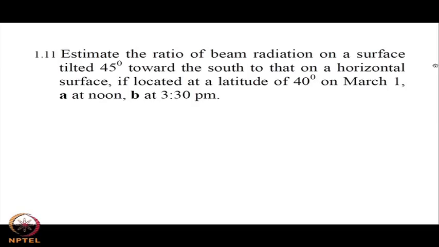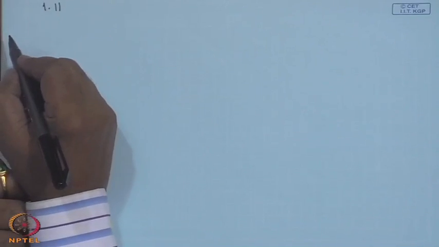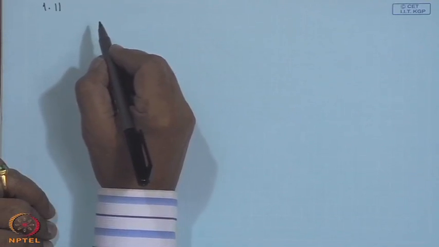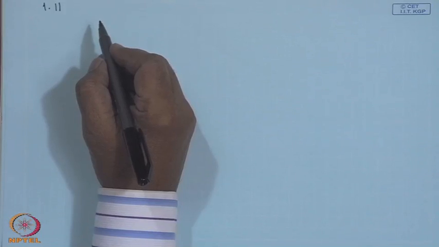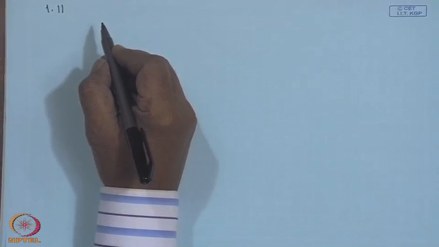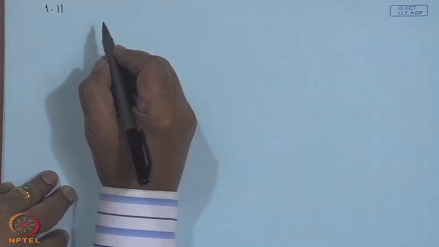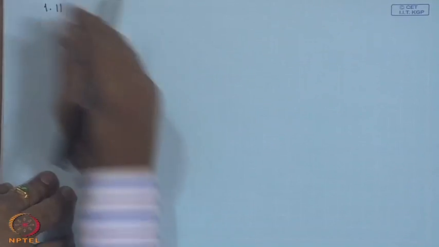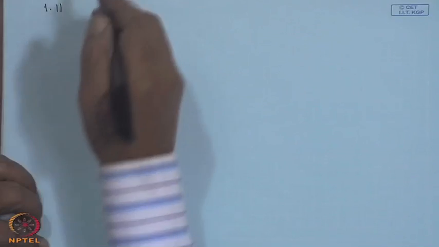Now, we shall go to problem 1.11. Estimate the ratio of beam radiation on a surface tilted 45 degrees toward the south to that on a horizontal surface if located at a latitude of 40 degrees on March 1st, A at noon time and B at 3:30. So, it is a straightforward calculation of RB, right. So, this is going to tell us something.